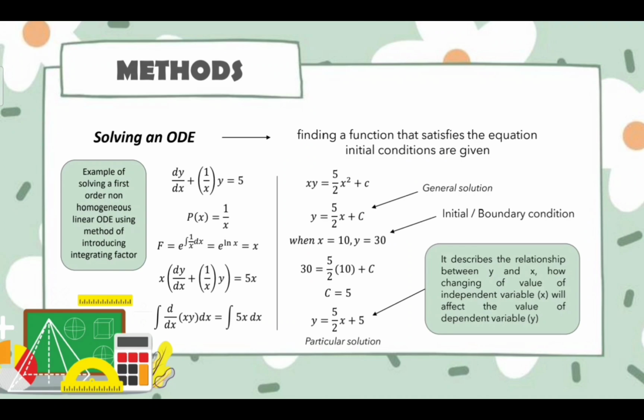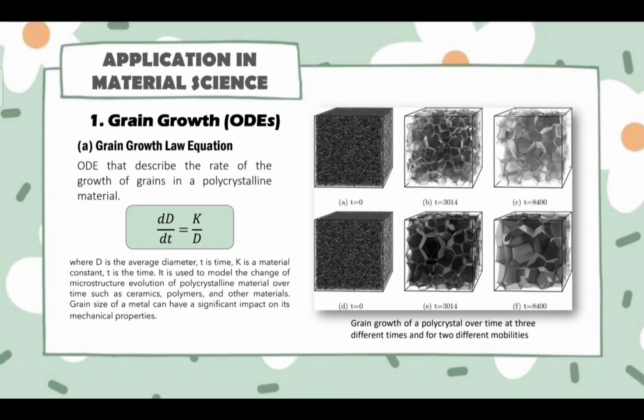Solving an ODE means finding a function that satisfies the equation. In the example below, after it is solved, the final equation has mathematically described the relationship between y and x. ODEs are also applied in material science. Firstly is the grain growth equation, which can be modeled as dD over dt equal to k over D. It is used to model the change of grain size of a material over time.